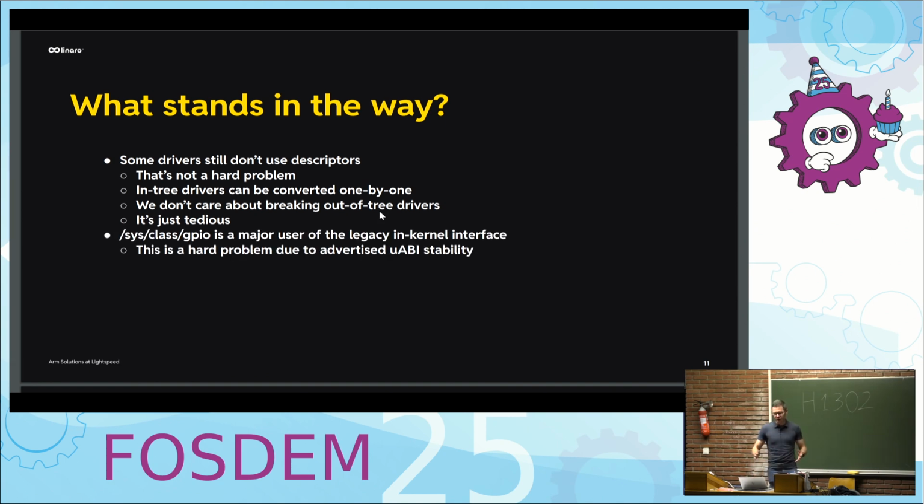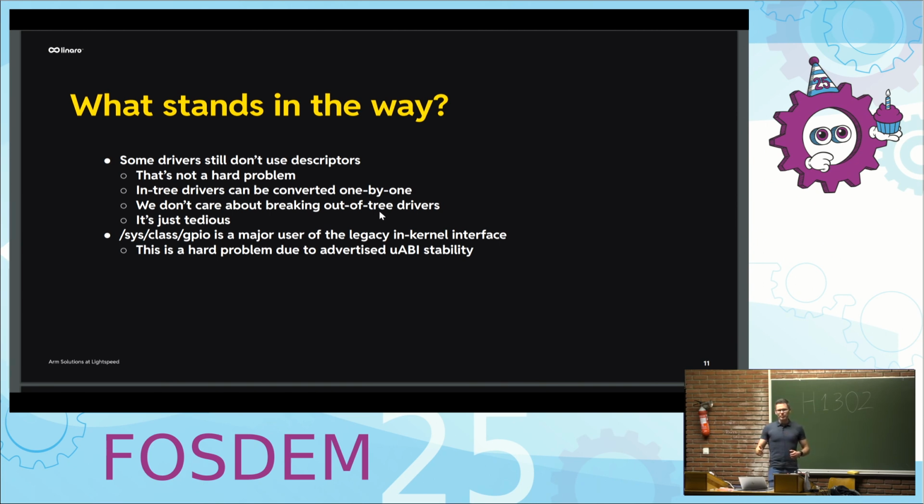But as I said, this is not a hard problem. The hard problem is sysfs GPIO. It's a major user of the legacy interface, but not in the way you would think. It actually uses the new descriptor-based interface, but user space refers to GPIOs using the global number space. So we have to translate the numbers that we get from user space to the descriptors, and this is how we do it in the kernel.